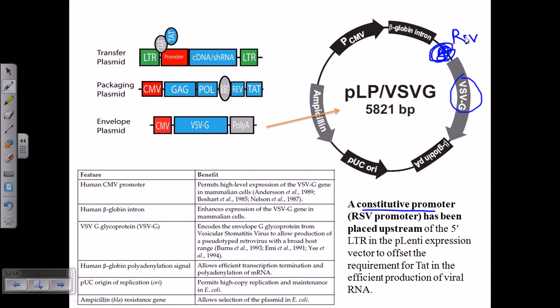Providing a constitutive promoter ensures that the envelope protein is supplied in a very steady amount. Why? Because if there is no constitutive promoter and it is a tightly controlled promoter, and the gene VSVG is expressed at a particular time point inside the host cell, it will start increasing the product of envelope protein inside the cell.